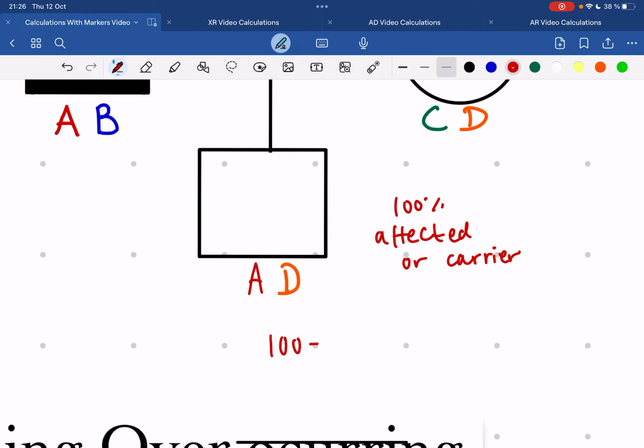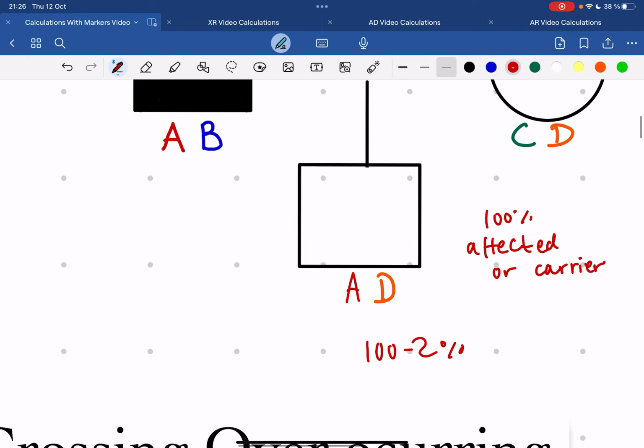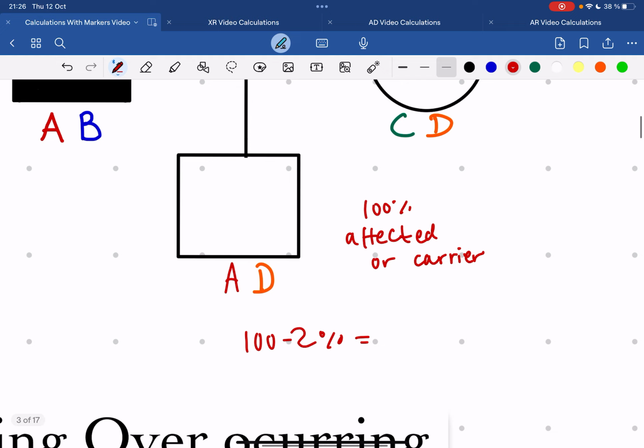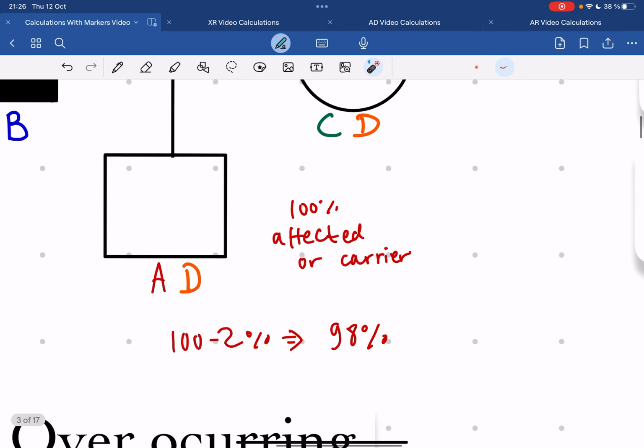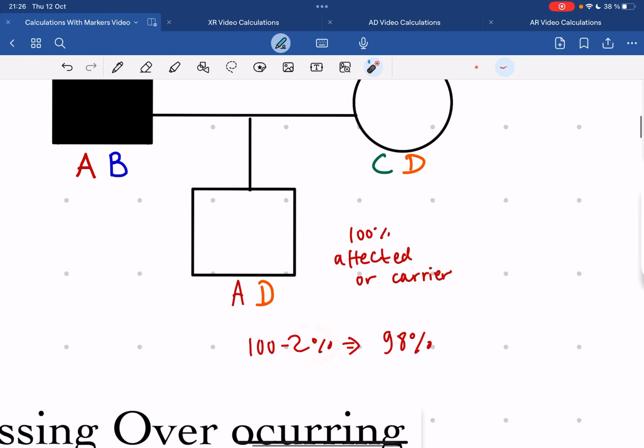So in our case, 100% minus 2%, which equals 98%. So now, instead of a 100% chance for this person to be an affected or a carrier person, there's now a 98% chance for him to be, because there's a 2% chance that even though we have this marker, we actually have this type of allele.